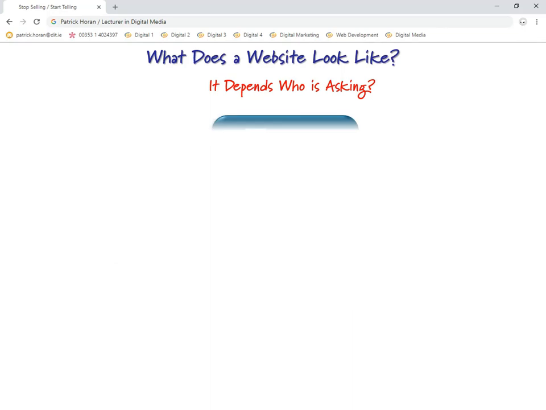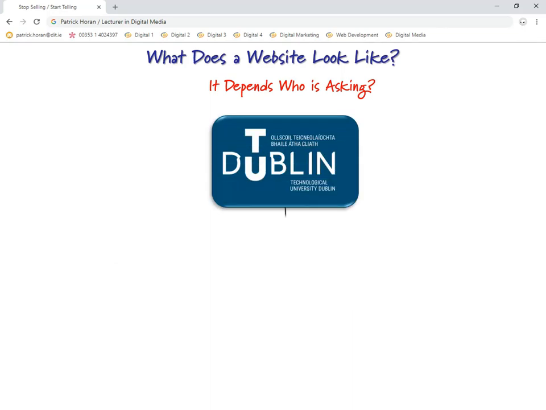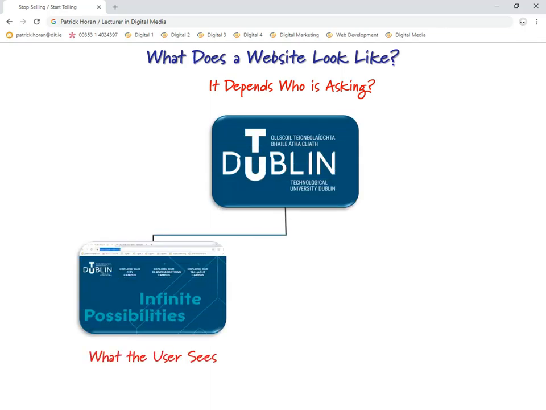So if I look at a website, just say I look at TU Dublin's website, I see something like this, okay? And I use it and I like it or I dislike it. I find it user-friendly, or I find it easy to find information, or I find it clunky, or I find it difficult, or whatever I do, okay? So I formulate my impression and I see what I see. So that's what a user sees.